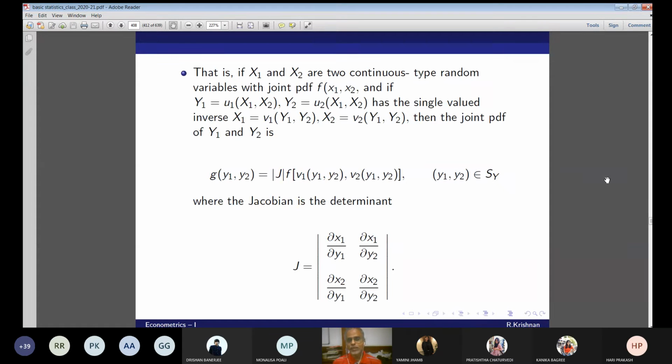If x1 and x2 are two continuous type random variables with joint PDF f of x1 and x2, and if y1 equal to a function of x1 and x2, y2 is a function of x1, x2 has a single valued inverse, x1 equal to v1(y1, y2), x2 equal to v2(y1, y2), then the joint PDF of y1 and y2 is the determinant of the Jacobian times f, again a function of y1, y2 in the support S1, where the Jacobian is the determinant.